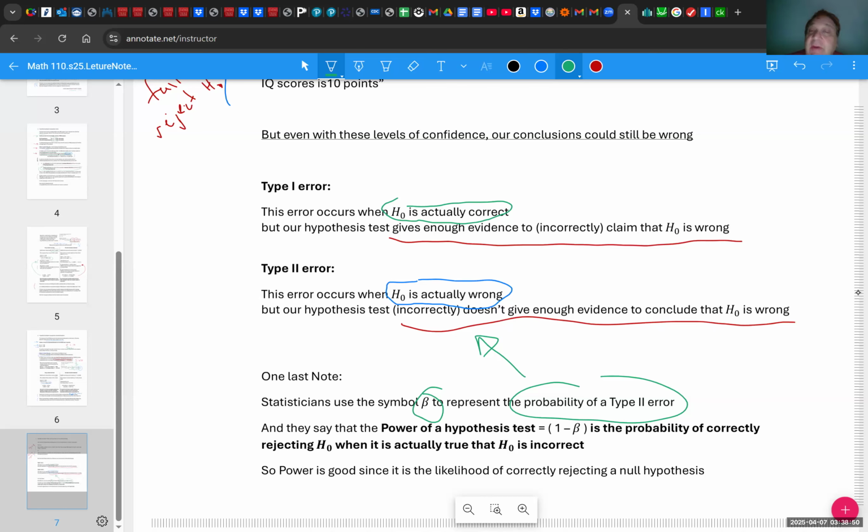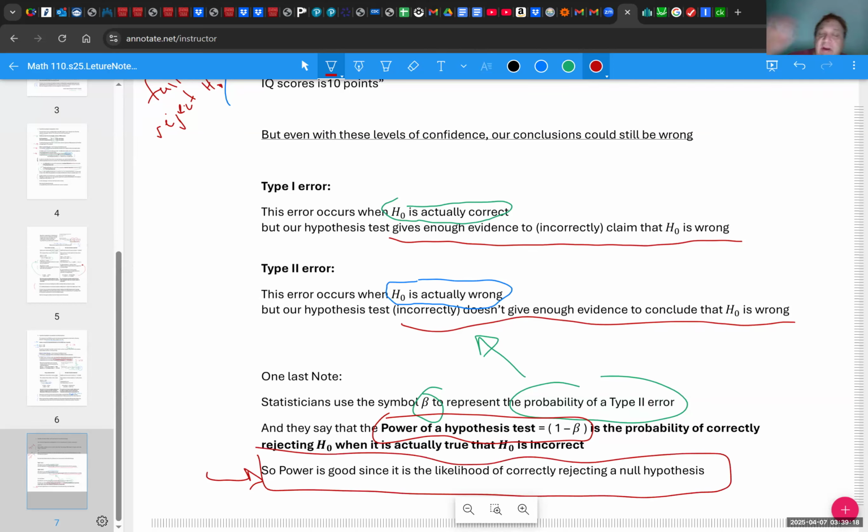Now they only define beta to talk about the power. So the power is 1 minus beta. That's the probability of correctly rejecting H0 when it's actually true that H0 is wrong. So power is good, right? Power is good because it's the likelihood of correctly rejecting a null hypothesis. That's the summary that I would suggest because it's all convoluted. The wording is all weird, right? So the summary I like to have students ponder is that power is good because it's the likelihood of correctly rejecting a null hypothesis.